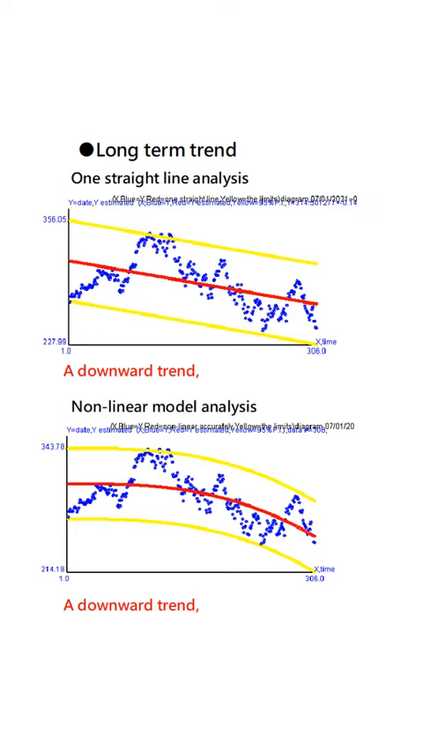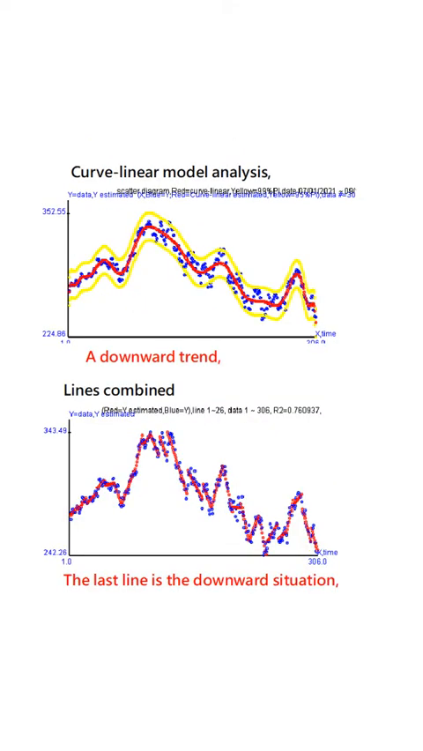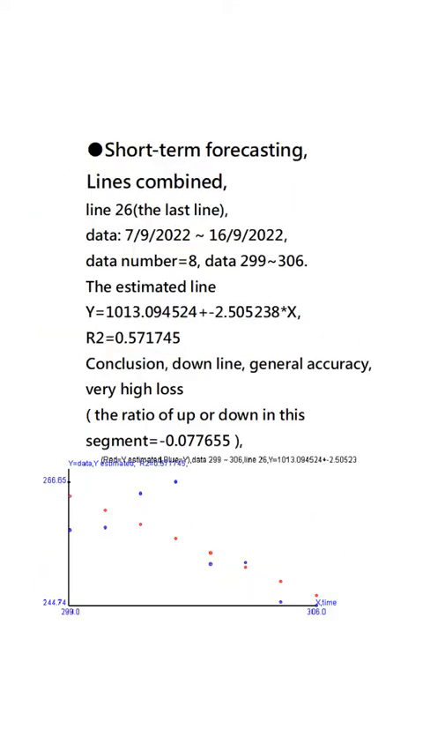Nonlinear line model analysis, the result is a downward trend. Curvilinear model analysis, the result is a downward trend, lines combined, which last line is the downward situation. Line 26 is the last line.